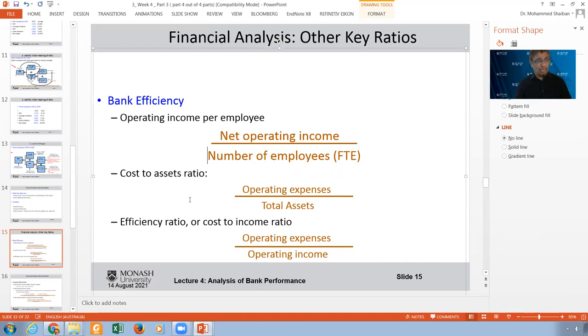We have the cost to asset ratio, which is the operating expenses over the total assets, and we want this to be as low as we can. And we want the efficiency ratio, or the cost to income, so operating expenses to operating income. We want also this ratio to be very low. These 2, we want them very low. I mean, in a legitimate way. So for the first, the higher the better; for those 2, the lower the better.